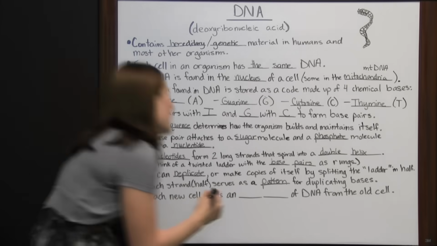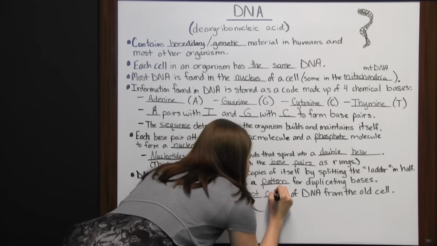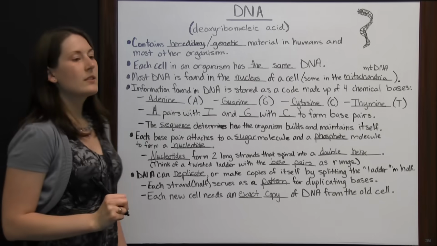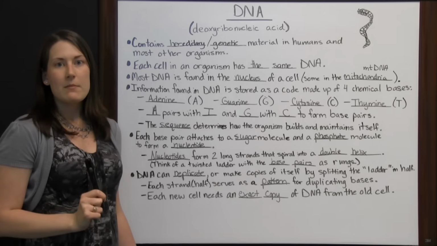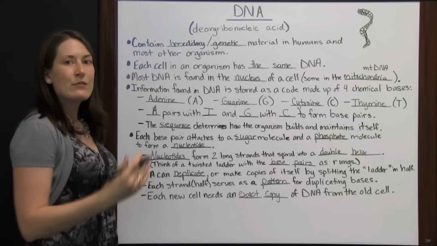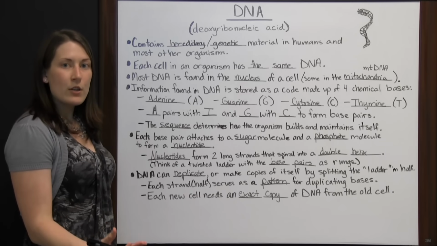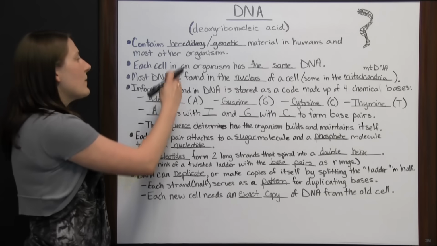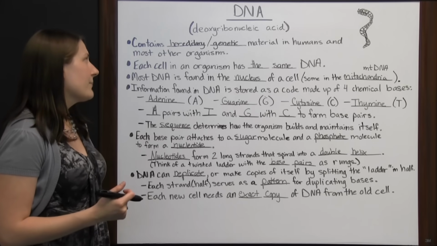And each new cell needs an exact copy of DNA from the old cell. Because remember, each cell in an organism has the exact same DNA. So if the DNA is replicating itself, it needs to be giving an exact copy to a new cell so that this can continue and the organism is going to continue to have the same DNA in it.